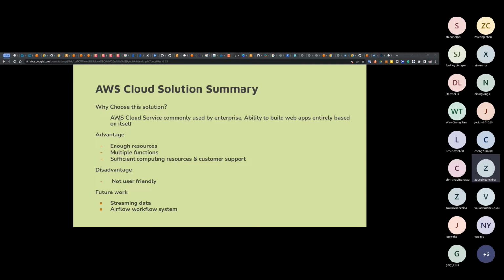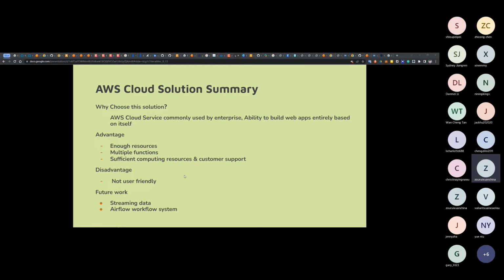The reason for us to choose this solution is that AWS cloud service is commonly used by enterprises, and it enables us the ability to build web apps. For this solution, the advantage is to have enough resources and have multiple functions. And we can search for sufficient computing resources and customer support. But the disadvantage is that AWS cloud services is not so user-friendly.